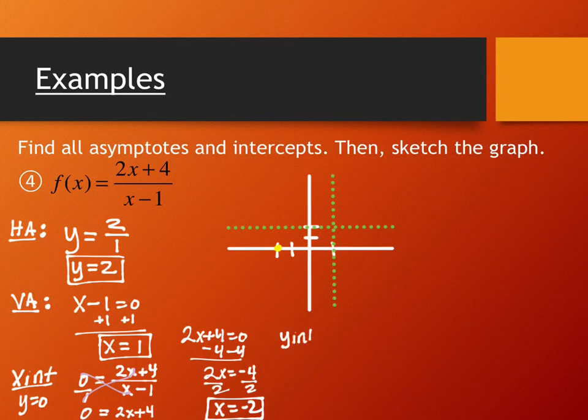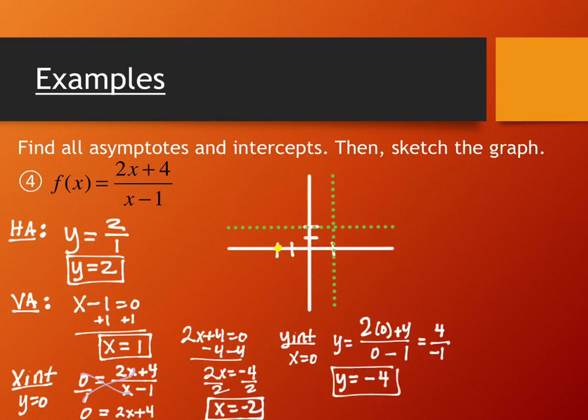So I need to find it either way. My y-intercept, namely when x is equal to 0, will be y equals 2 times 0 plus 4 over 0 minus 1. Okay, so the numerator becomes a 4, the denominator is negative 1, and my y-intercept then is at negative 4. Okay, so my y-intercept is at negative 4.